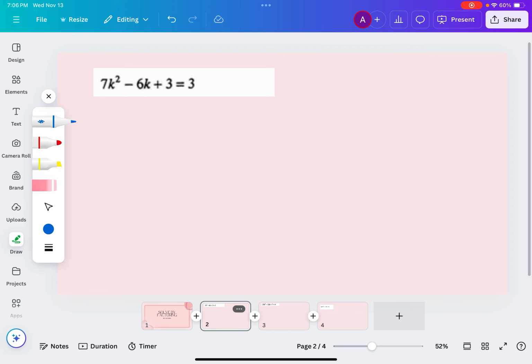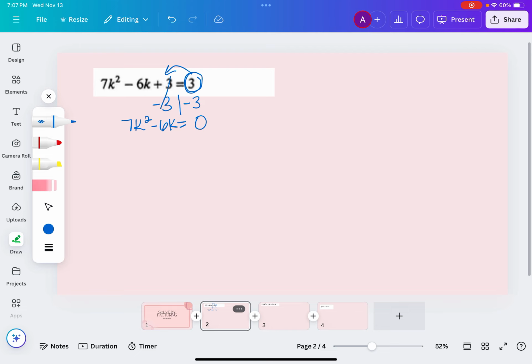So first, let's go ahead and start off with this one. 7k squared minus 6k plus 3 equals 3. We always need to zero out one side. So I am going to zero out this side because that 3 is by itself. So it makes more sense than moving the other three terms. So minus 3 on both sides. We're left with a 0 over here. Over here, we are left with 7k squared minus 6k.